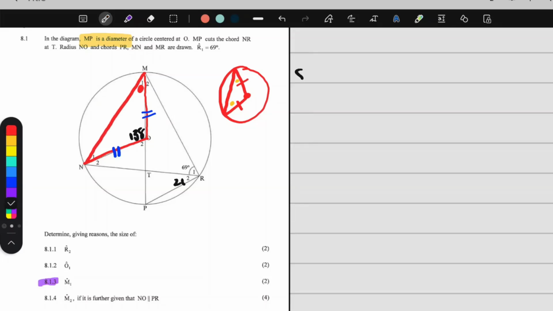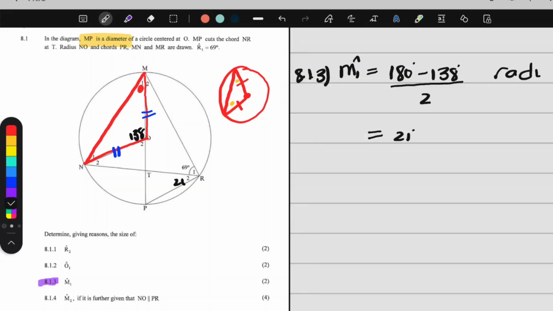Let's write that down. 8.1.3. I'm going to say angle M1 is 180 minus 138, and I'm going to split that answer in two for the base angles. So I get that angle to be 21 degrees. Okay, so that one is 21. My reason is radii. So that was one way of doing it.